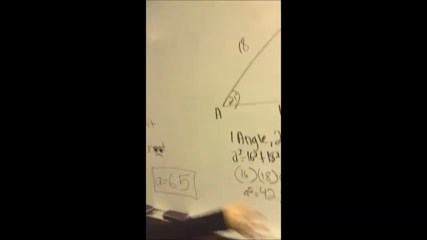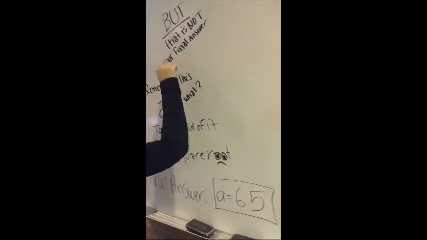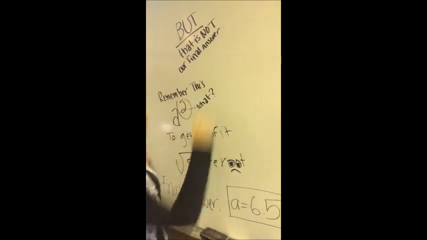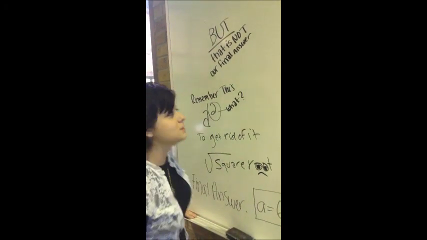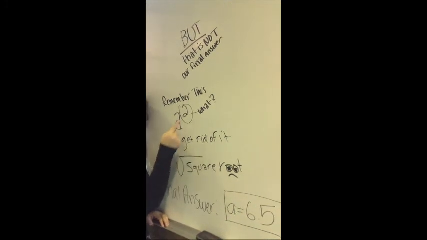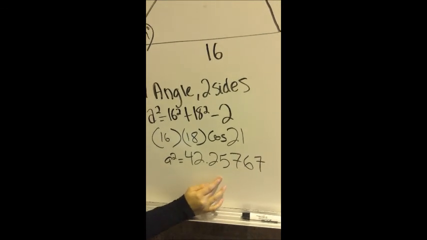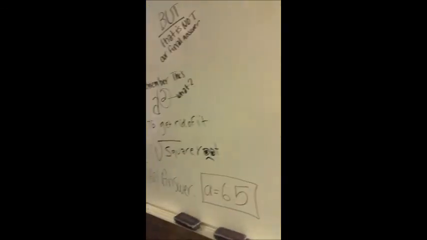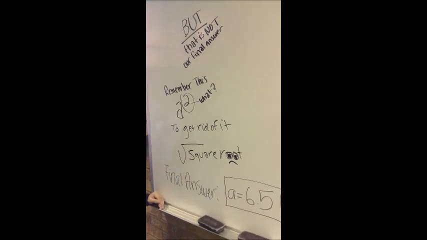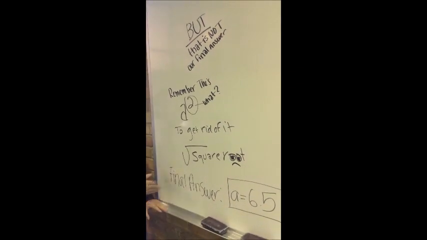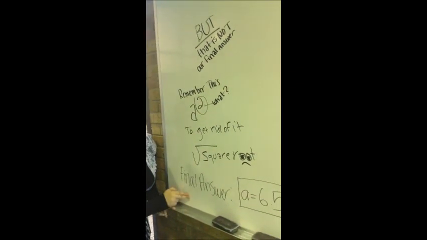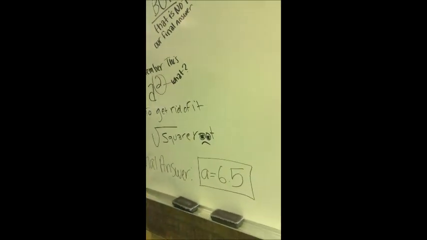42.25767, and so on. But that is not our final answer. Is that your final answer? No. Like Jeopardy, when they ask you, you say no, because they get it wrong sometimes. Remember this right here? It's a squared. A squared equals 42.25767. So, to get rid of a squared and get your final answer, you square root. Once you've inputted it in the calculator, your final answer is a equals 6.5.